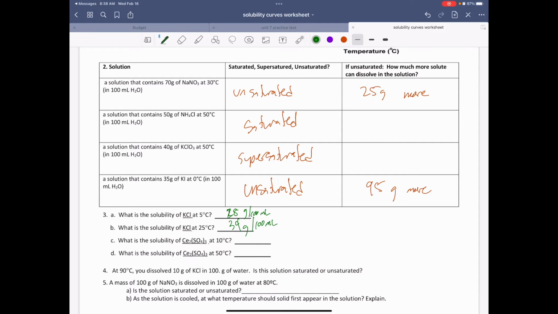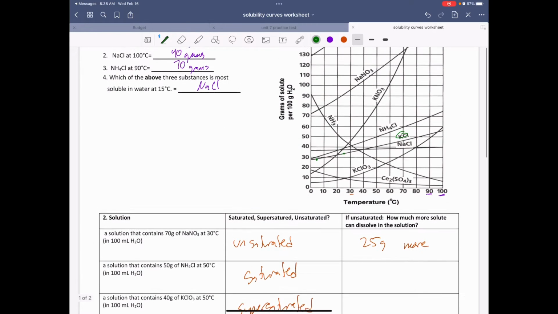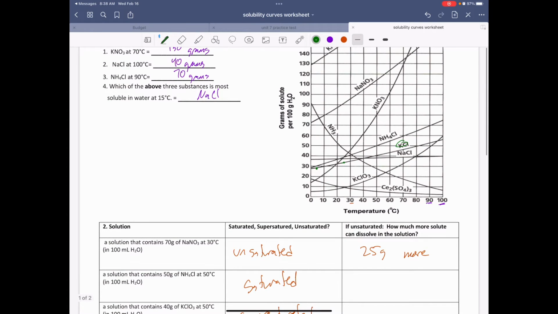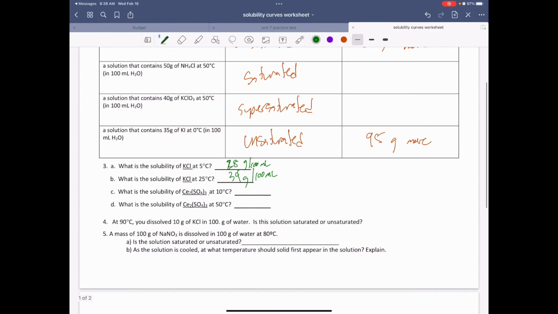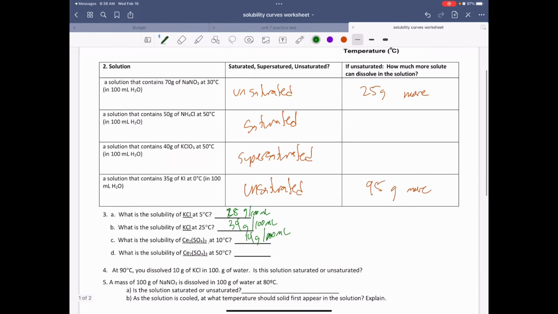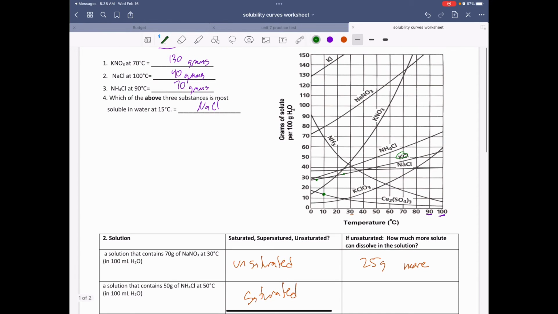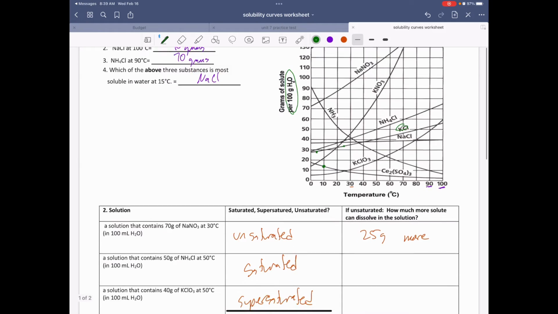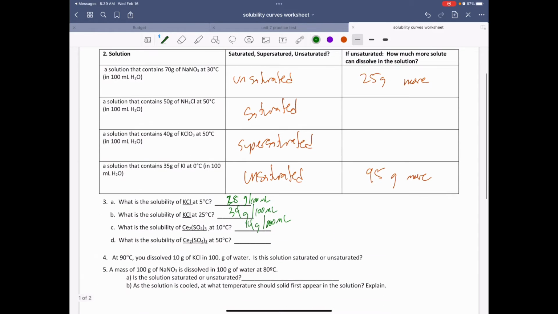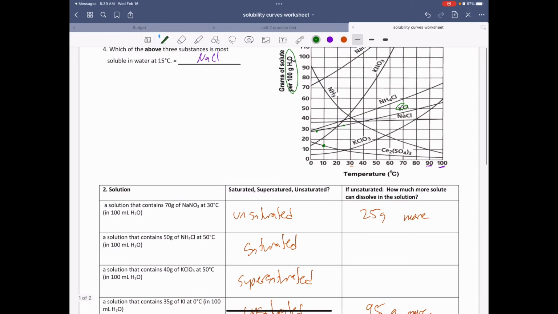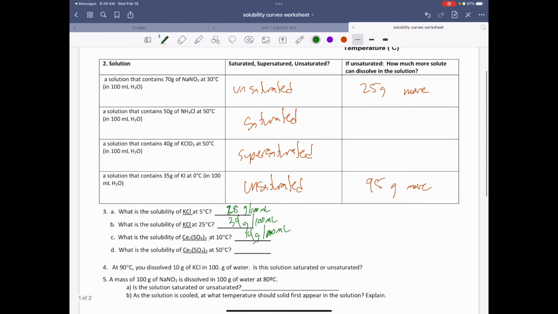Cesium sulfate at 10 degrees. Cesium sulfate is this bottom one at 10 degrees. Looks like right there. I'm going to call that 14. Why am I doing it over 100 milliliters? Remember that this is per 100 grams of water, which is the same thing as 100 milliliters. So what is the solubility of cesium sulfate at 50 degrees? Again, cesium sulfate, 50 degrees, looks like right there. We're going to ballpark that at 5.